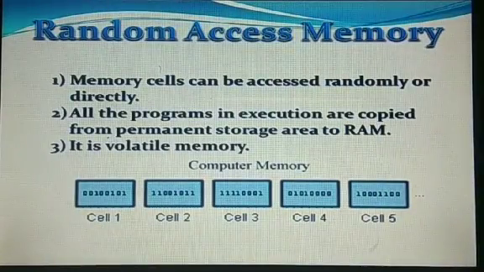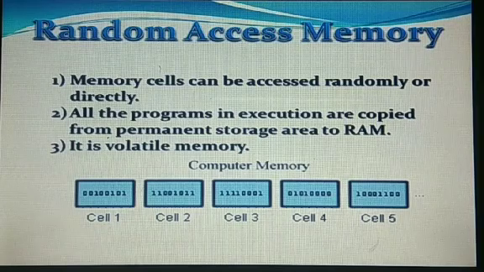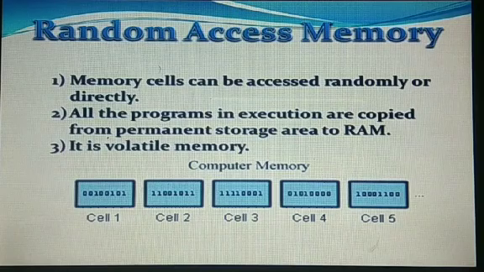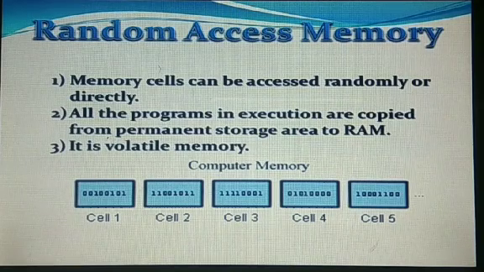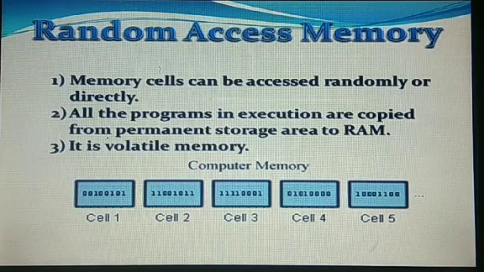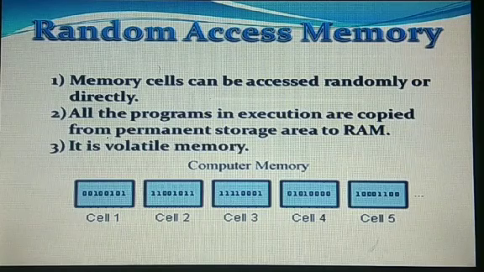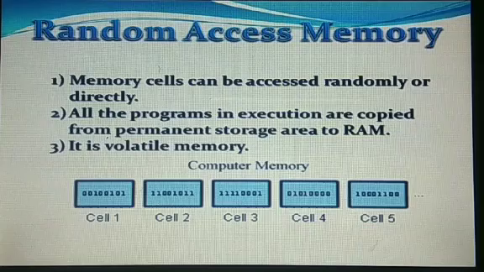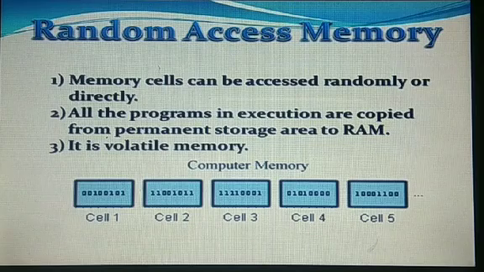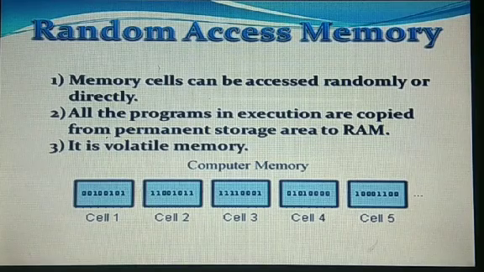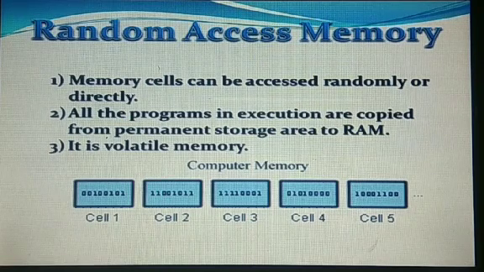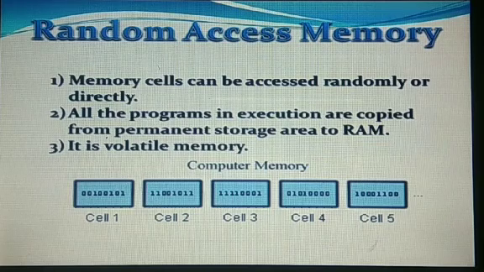What is random access memory? The name says that it will be accessed randomly. The memory is actually a collection of cells, right? Like you have seen in a spreadsheet, an Excel sheet. The intersection of a row and a column is known as a cell, and all the data gets stored in the cells. The same is the case with random access memory or any memory. The data is stored in cells, and this memory is accessed randomly or directly.